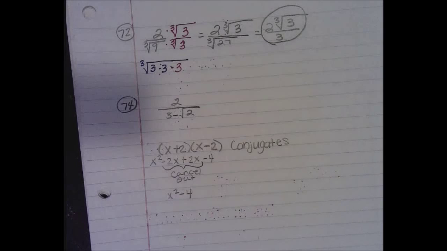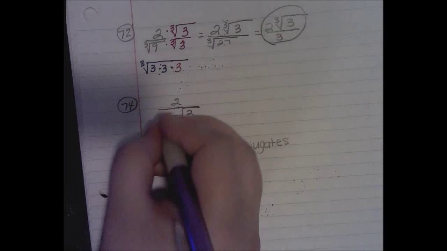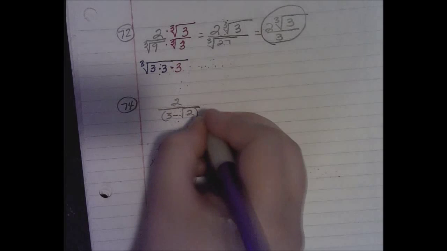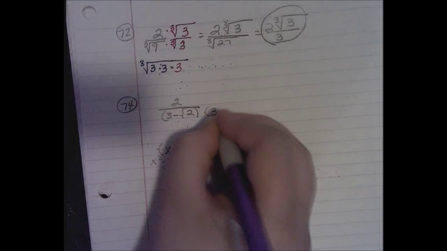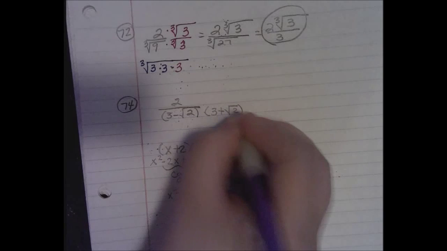You will notice that this will help us in solving number 74. Remember, the whole goal is to get rid of that radical in the denominator. So what I'm going to do is multiply by the conjugate of 3 minus the square root of 2. We will do that by multiplying by 3 plus the square root of 2.